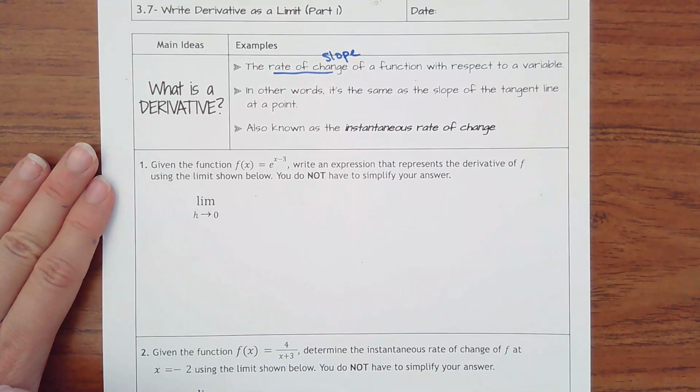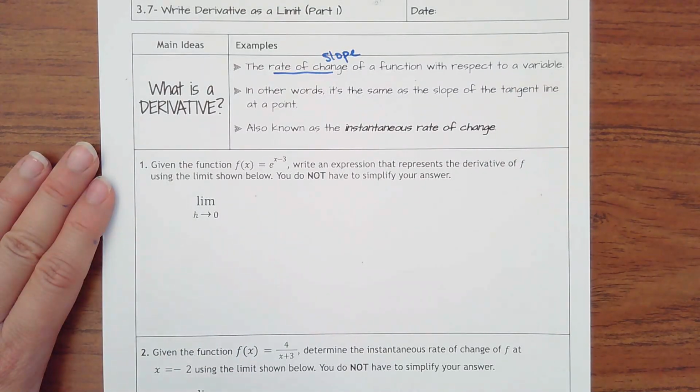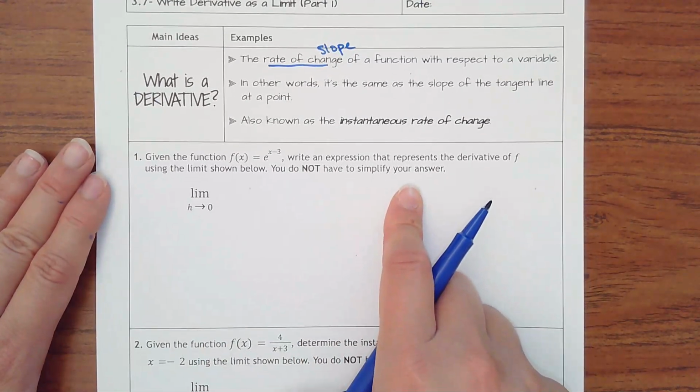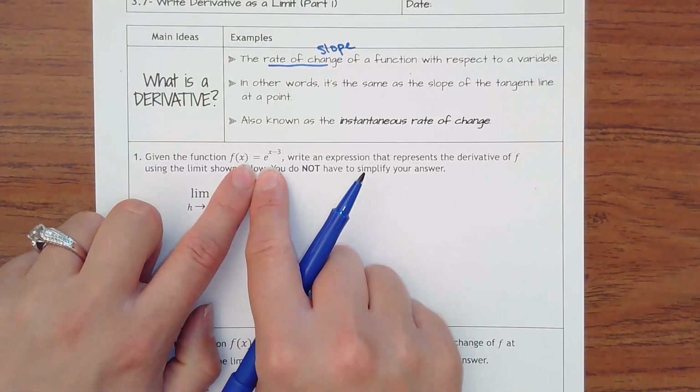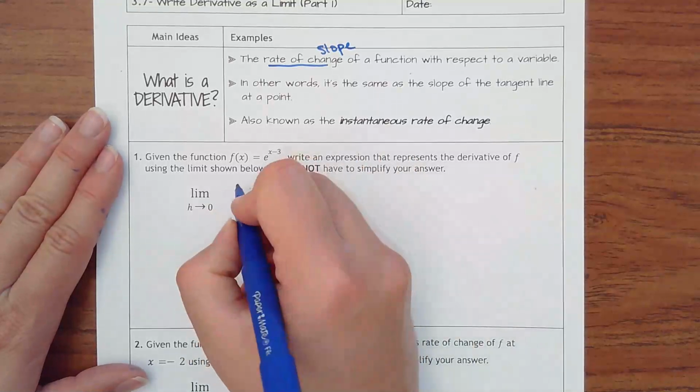So all we're doing is practicing writing some more of these difference quotients that we've already been doing, finding how to find the slope of the tangent line without actually simplifying your answer. So here is our function. It's exponential. And I always start with just writing my difference quotient.